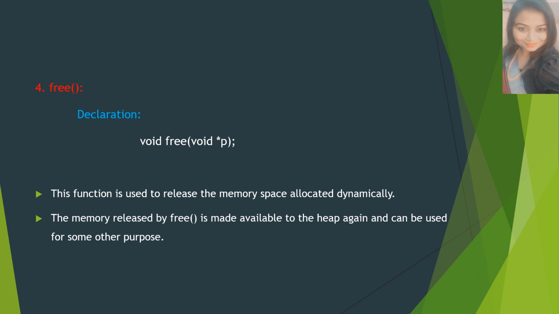The last one is free. Free is the last memory function. The declaration is void free within brackets void and the pointer variable. This function is used to release the memory space allocated dynamically. The memory released by the free function is made available to the heap and can be used for some other purpose.